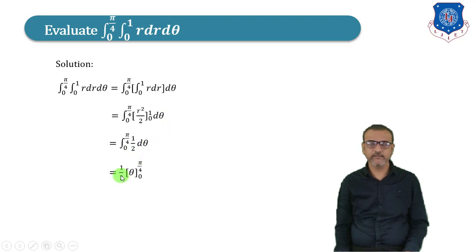Now half will be as it is, and integration of 1 with respect to theta is theta, and the limit is from 0 to pi by 4. This is equals to 1 by 2 as it is. Now for upper limit pi by 4, replacing theta by pi by 4, and replacing theta by 0 for lower limit, it will become 0, and pi by 4 minus 0 is pi by 4. Now this is equals to pi by 8. So this is the answer of this integration.